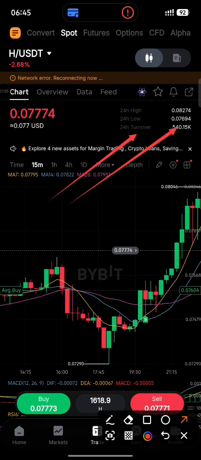Take a look at this carefully. And the second thing you must do is to choose your duration. 15 minutes trade, 1 hour trade, which one do you want to do?